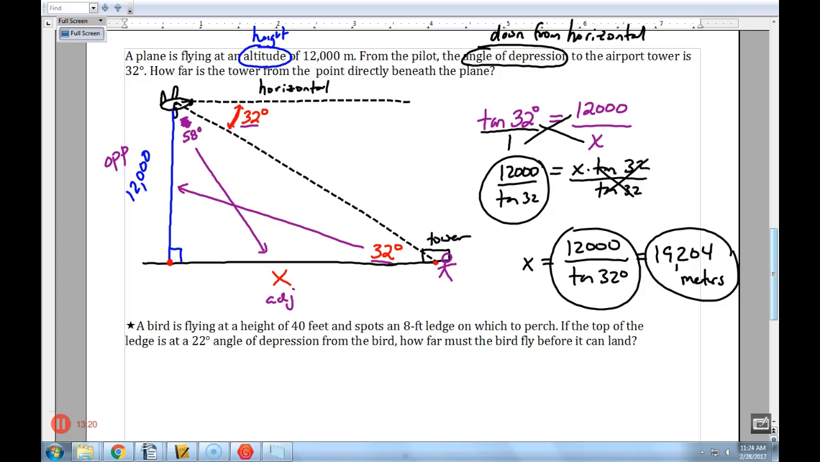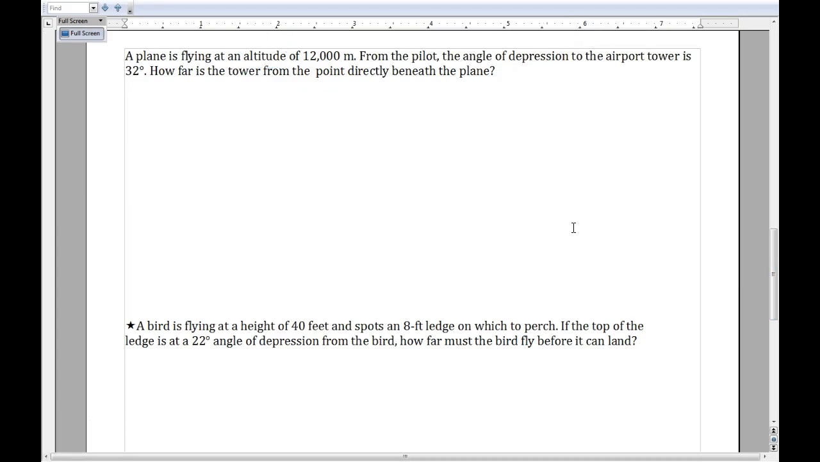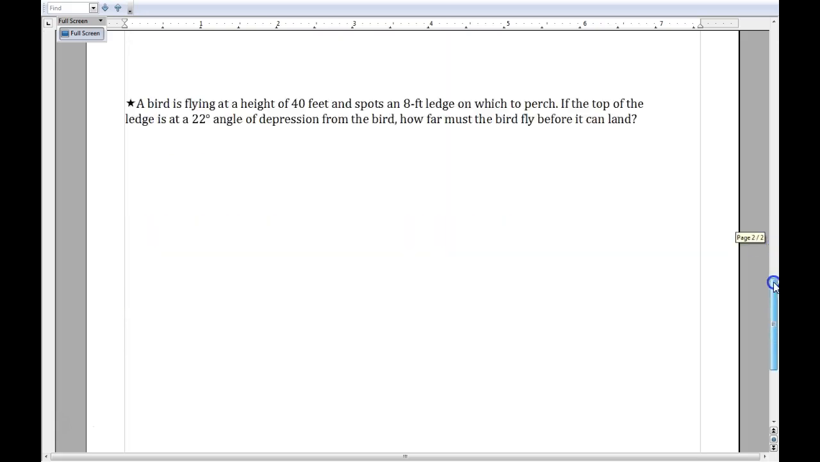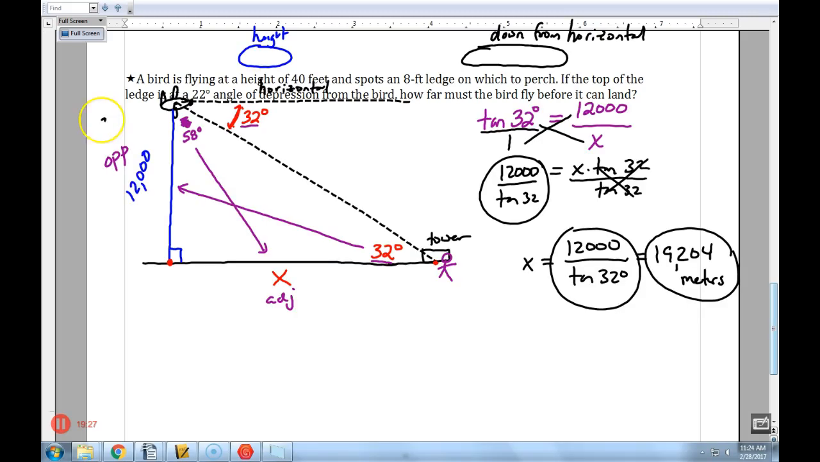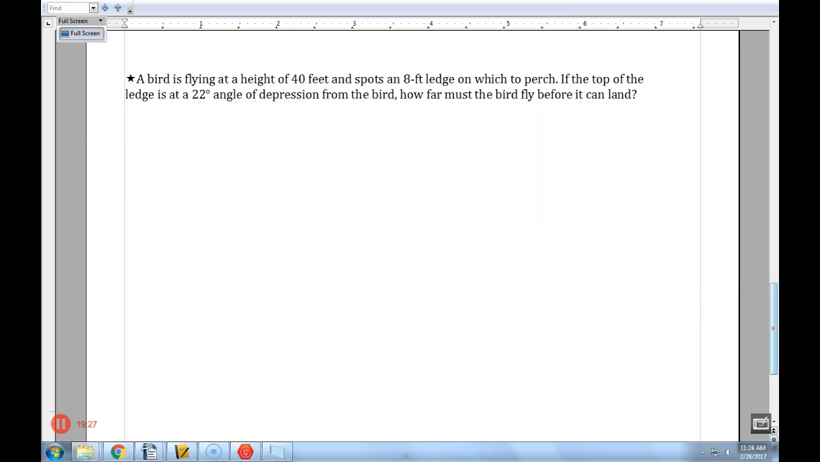Moving down to the last problem. And oh, this problem's got a star beside it, so it must be a little bit tough. So let's see what we're dealing with here. A bird is flying at a height of 40 feet, spots an 8-foot ledge on which to perch. So 40 feet, got an 8-foot ledge.